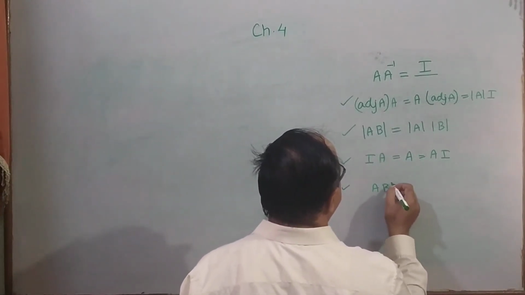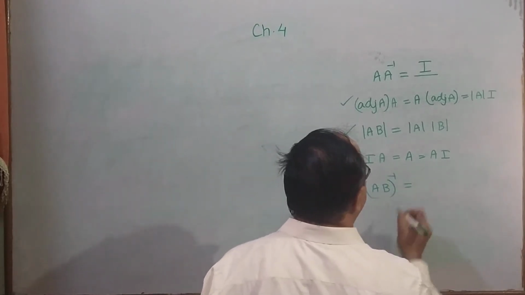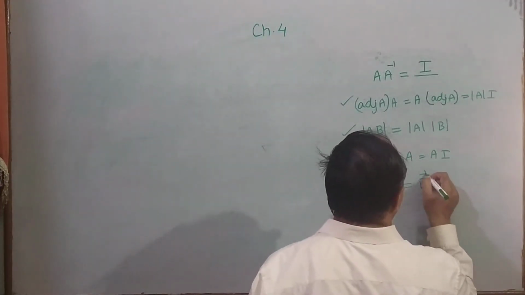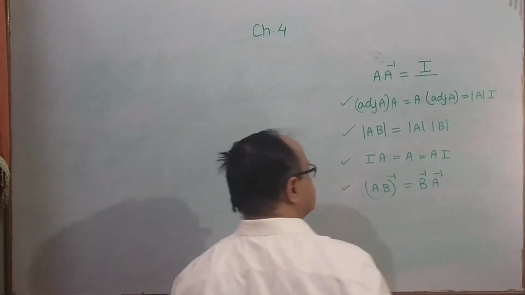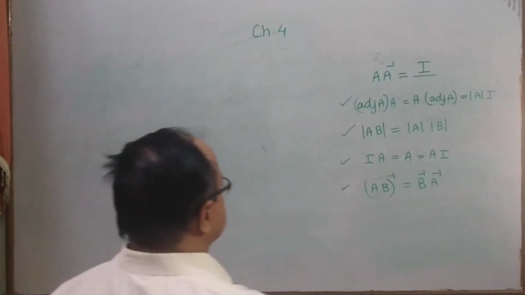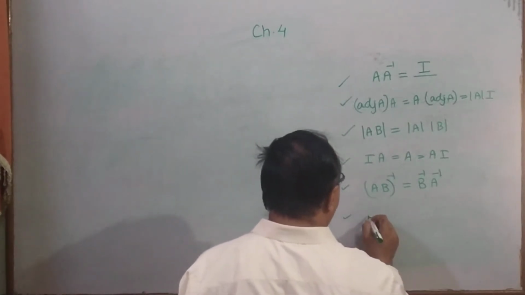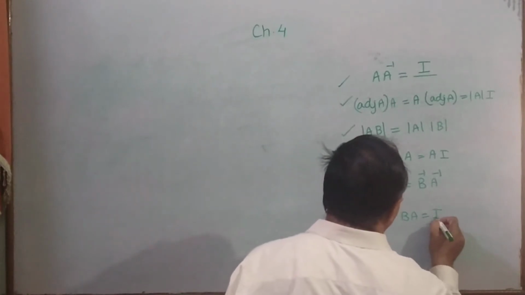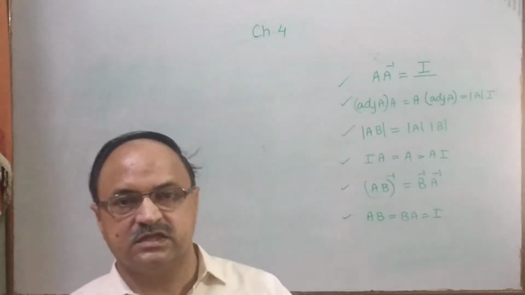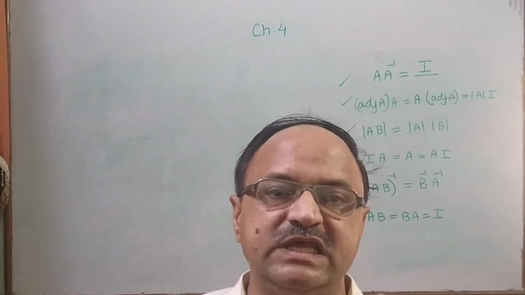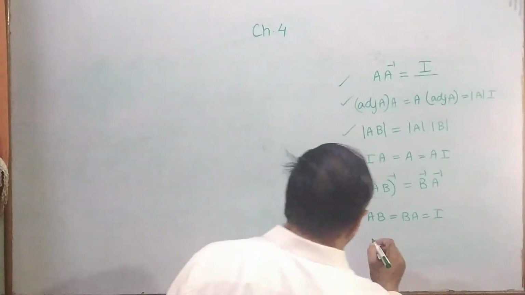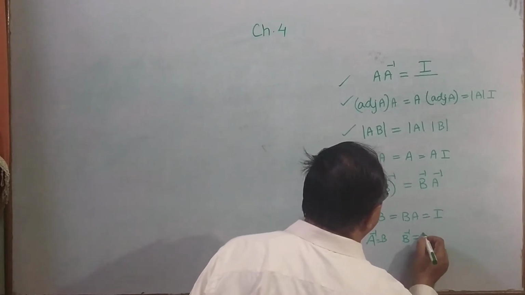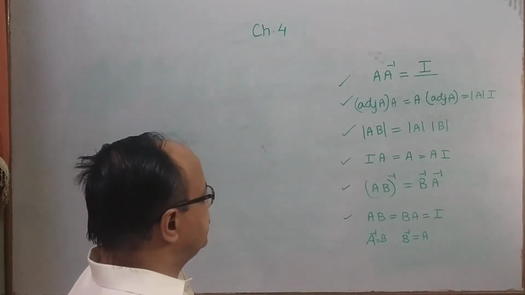AB whole inverse. This is the property, very important property. You know that it is B inverse A inverse. And the next one more property also. AB is equal to BA is equal to I. If AB is equal to I, then you can say A is the inverse of B and B is the inverse of A. This is very important property.